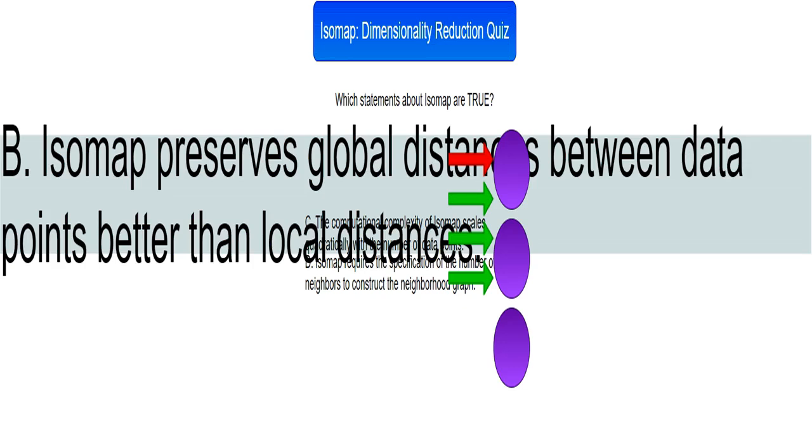This is true. You must set a parameter that tells Isomap how to determine which points are considered close to each other when creating its internal neighborhood graph. Think of setting the radius around each data point to determine its neighbors.